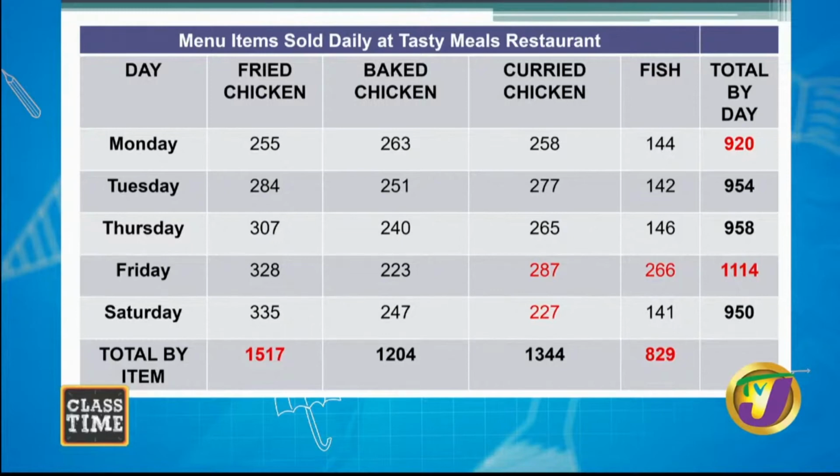Let's take a walk over to the fish. On Friday, we have 266. And if you notice, the other figures are in the 140s. So that is where the significant increase occurred. So we have to note it. And then we have the total highlighted as well because it is the lowest total of all the dishes offered.